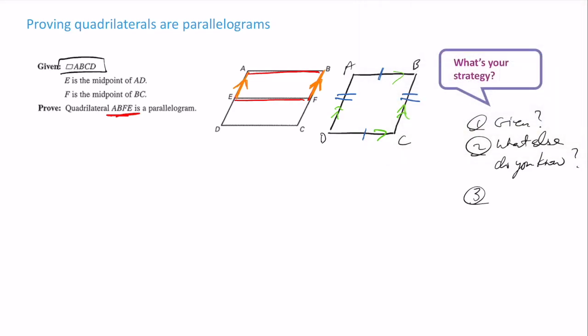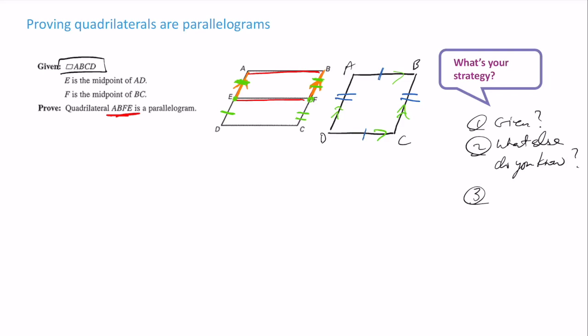So they say E is the midpoint of AD. So I know that AE and ED are congruent. And F is the midpoint of BC. So I know that BF and FC are congruent.